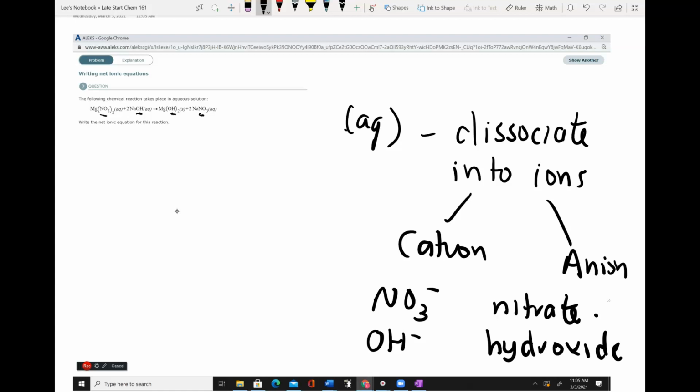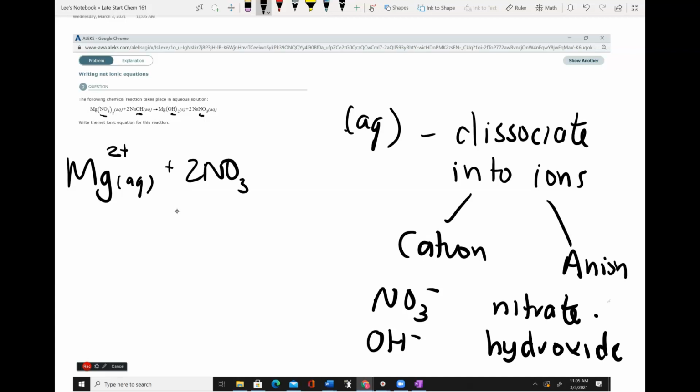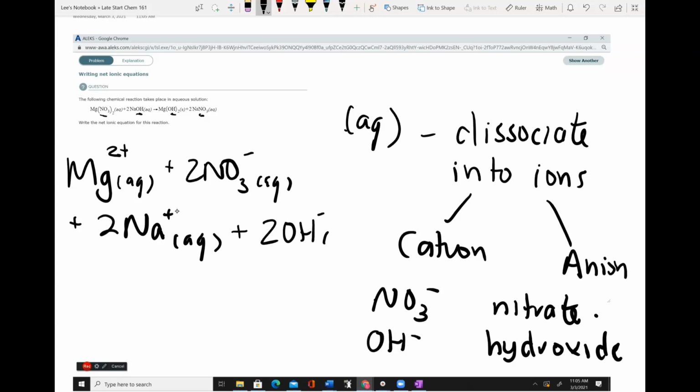So magnesium nitrate there, magnesium's in group 2A, so we're going to figure out its charge from the periodic table. It's just going to become Mg2+, and then I've got 2 of the nitrate anions. You see how I'm doing that? So that's dissociating that one. Now I've got 2 of everything that comes next. So I'm going to have 2 sodium ions, and I know that sodium is +1 because it's in group 1A. And then I've also got 2 hydroxide ions. So that's everything in the reactants dissociated.